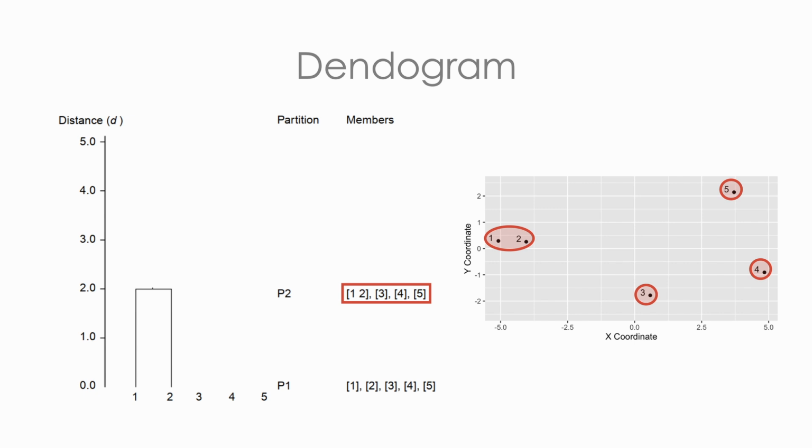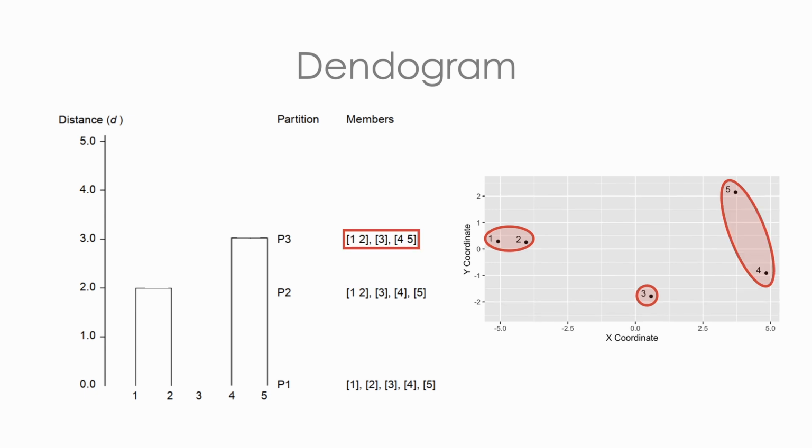Next, we move to a 3-cluster solution. This is achieved by merging the clusters containing objects 4 and 5. The corresponding fork in the dendrogram reflects this merger, and since this fork is slightly higher than the previous one, it indicates a larger separation with a distance of 3 in this case.